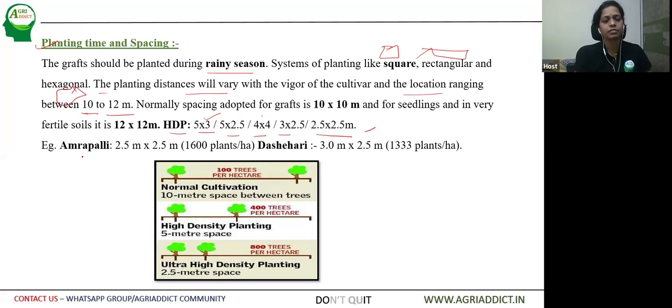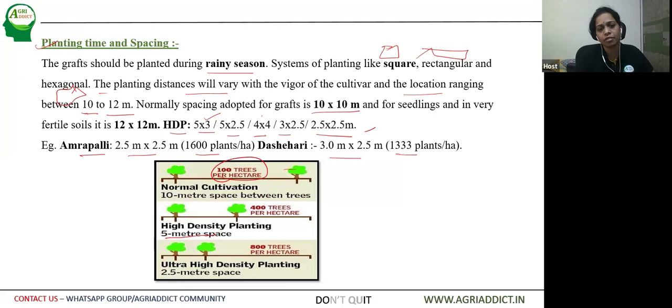If you look into the different varieties, Amrapali is normally used for high density planting with a spacing of 2 by 2 or 2.5 by 2.5, which accommodates 1600 plants per hectare. And Dashari is 3 by 2.5, which accommodates 1,333 plants per hectare. Here you can see the normal spacing adopted is 10 by 10, which accommodates 100 trees per hectare.